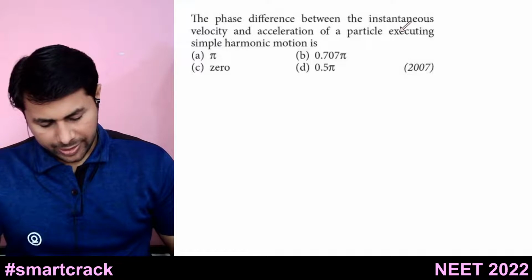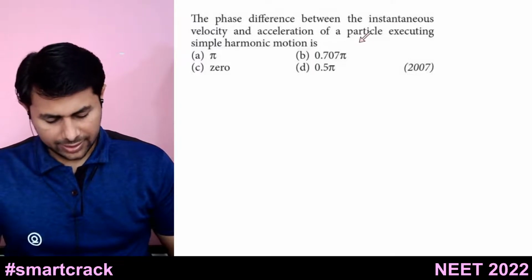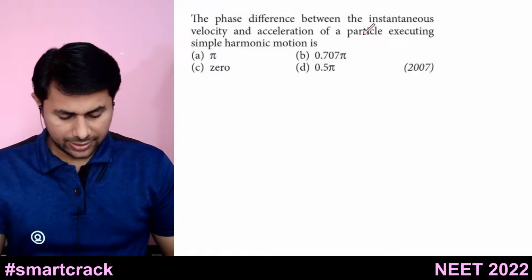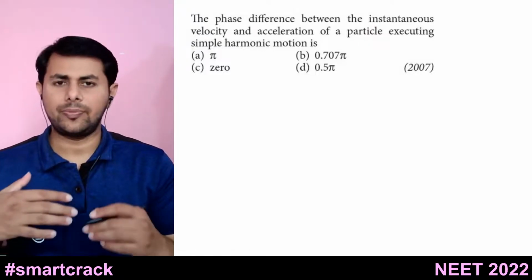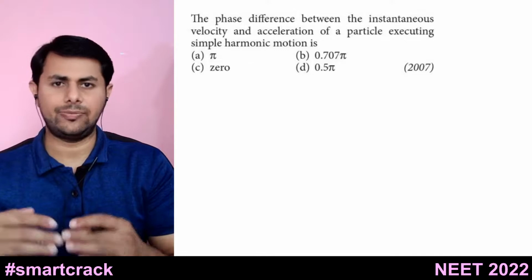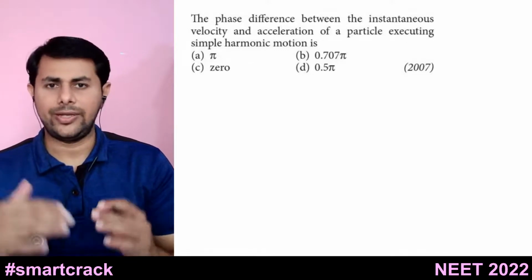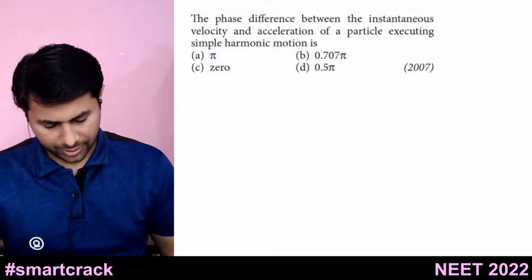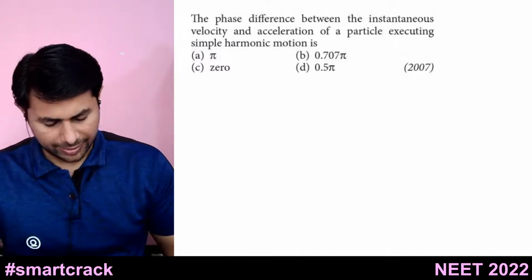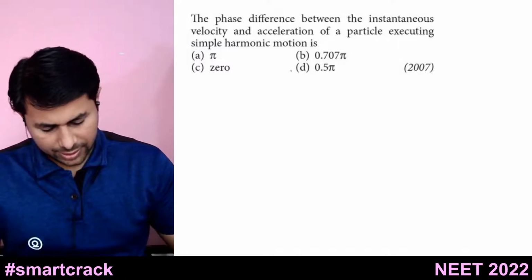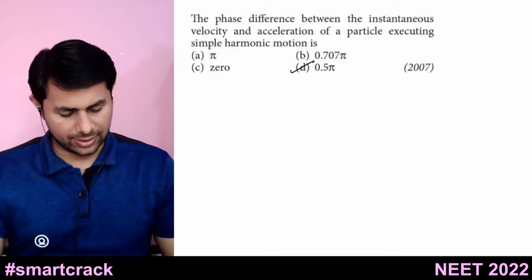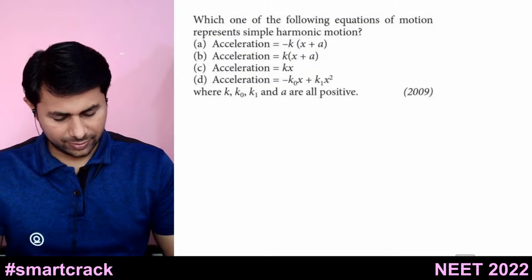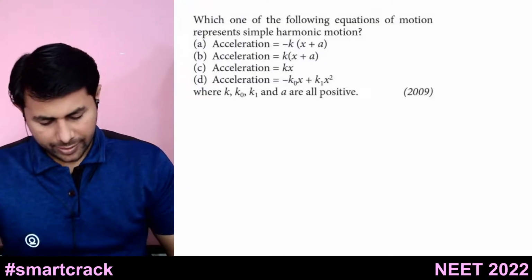The phase difference between the instantaneous velocity and acceleration of a particle executing simple harmonic motion is... We discussed this. The phase difference between displacement and velocity is pi by 2. The phase difference between velocity and acceleration is pi by 2. So the answer is pi by 2, or 0.5 pi. Very, very straightforward, very simple question. Okay, let's move on to the next question.